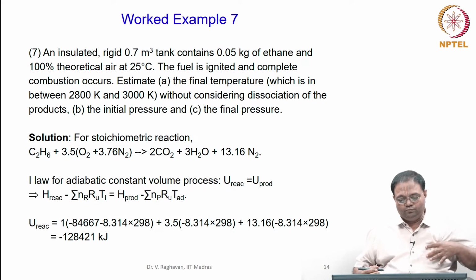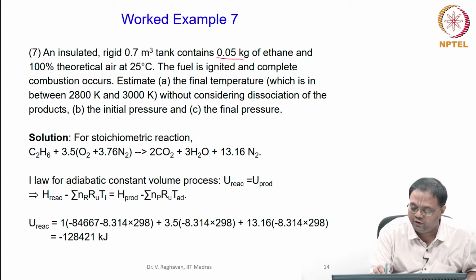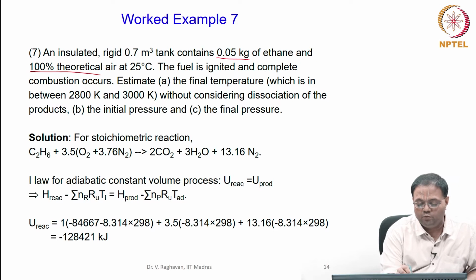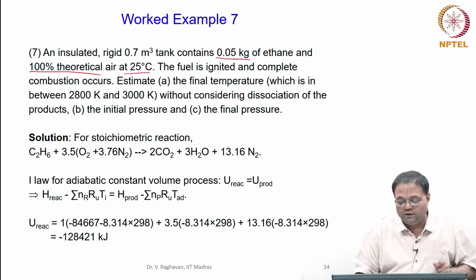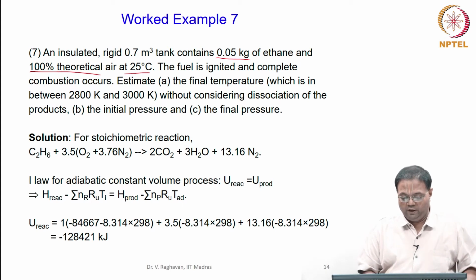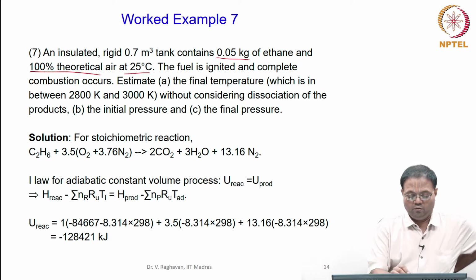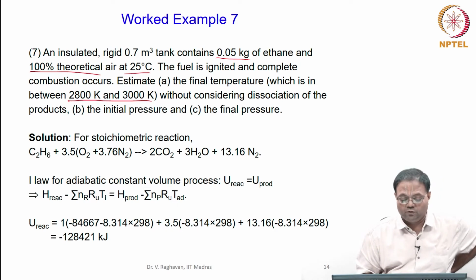Okay, next problem. An insulated rigid 0.7 meter cube tank contains 0.05 kg of ethane and 100% theoretical air at 25 degrees centigrade, that is 290 Kelvin. Fuel is ignited and complete combustion occurs. Now what is the final temperature? They have given that the final temperature is between 2800 Kelvin and 3000 Kelvin.